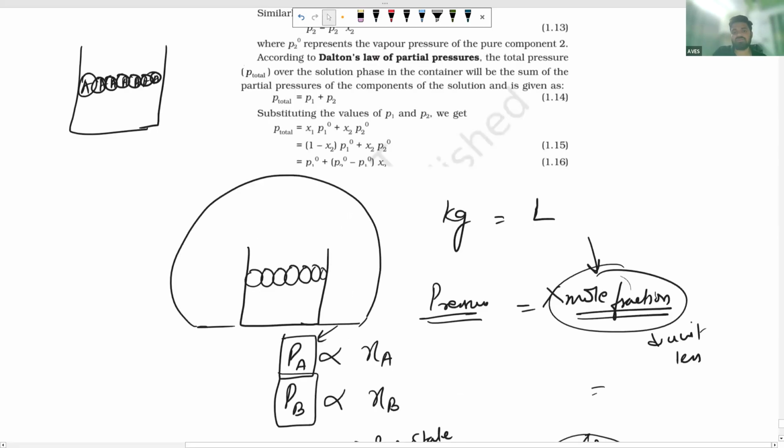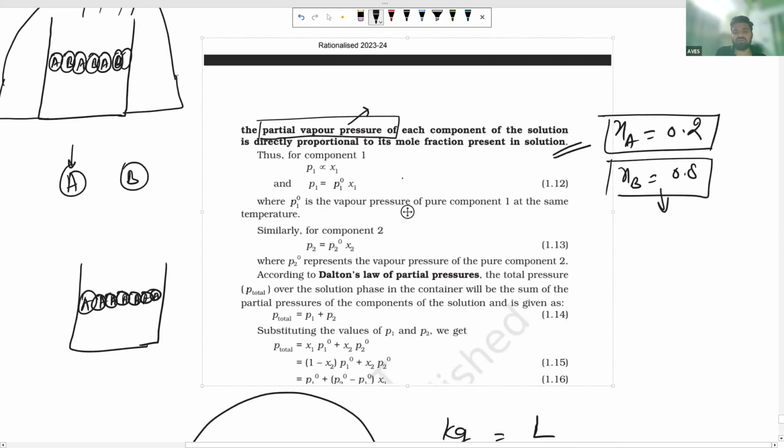Here please note down this derivation up to here, and from here, as the component P1 will have, up to here you have to write it.